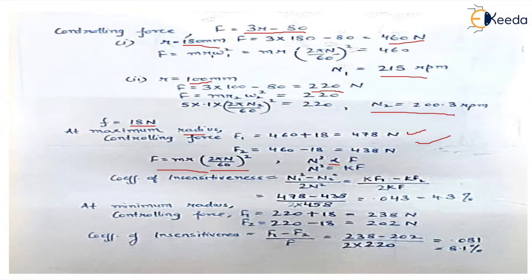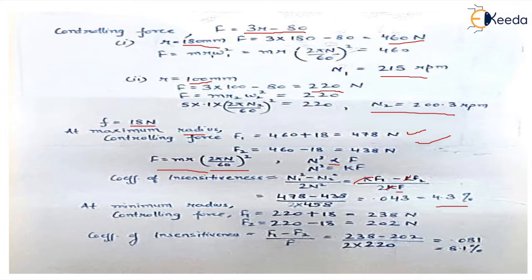So instead of calculating the values of n1, n2 and n, we can directly put the values of F1, F2 and F. In this, k being a constant factor, it gets cancelled out, right? You can put the value of F1, F2 directly from here, and for F you can do the average, 478 plus 438 upon 2. So we get the value 458. You do the calculation and get the answer, which is 4.3%.